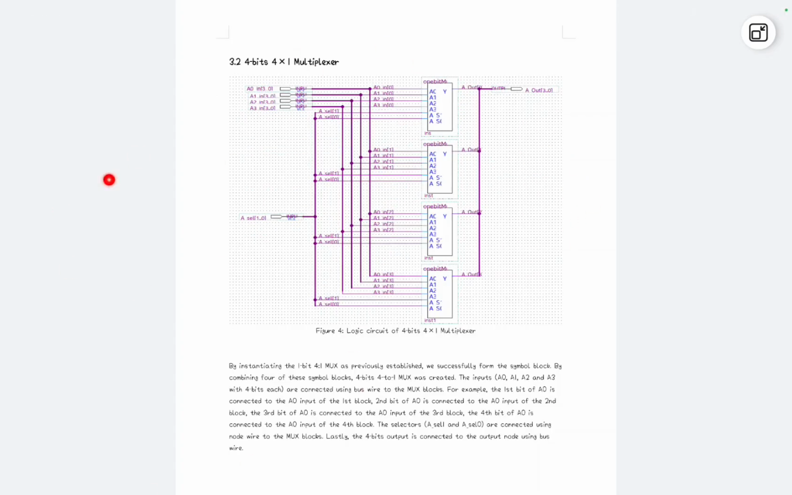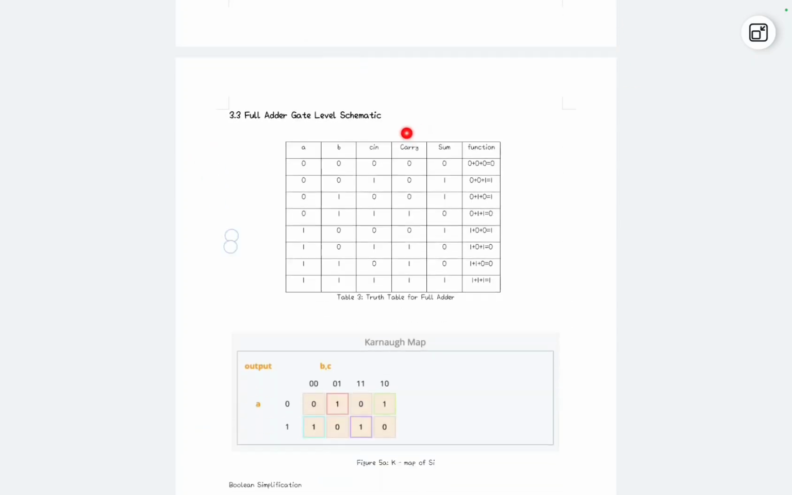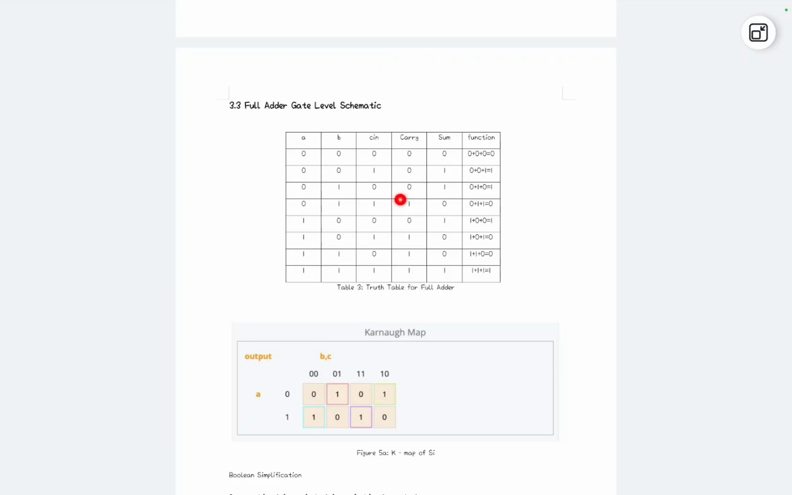And this is the 4 to 1 multiplexers. So you will see there are 4 multiplexers here. Every input has 4 bits each, and we'll insert them to their certain positions, and we'll output 4 bit outputs.